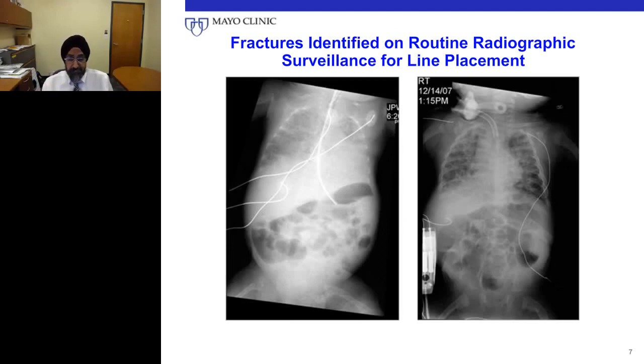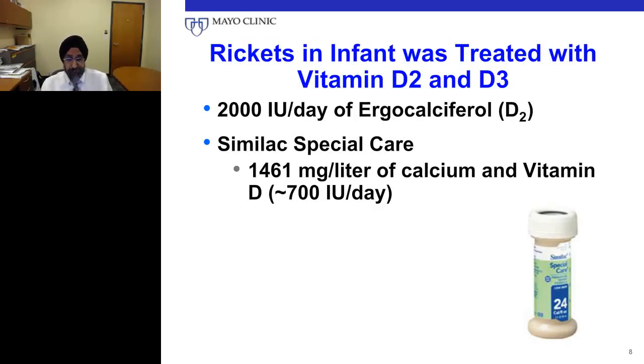This picture shows the X-ray picture when this baby was taken to the radiology to make sure that baby's feeding line, breathing line, and other lines which were necessary in the intensive care unit were in place and they were not misplaced. During that observation, the physician noticed that there was a weakening of the bones or rickets present in this particular child. Without wasting any time, clinicians quickly started supplementation of this child with a vitamin D. And child was given 2,000 international unit vitamin D in the form of ergocalciferol. Child was also given similar special care, which contains a good amount of calcium and also some amount of vitamin D3.